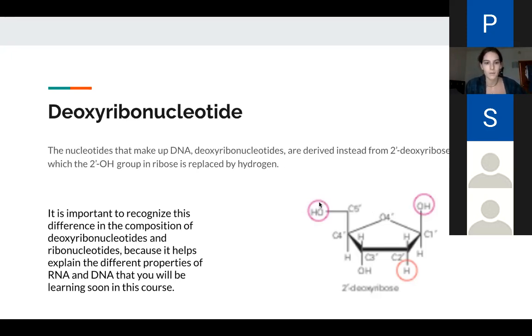The difference in composition of deoxyribonucleotides and ribonucleotides helps explain the different properties of RNA and DNA that you've already been learning about, especially folding and such, and that you'll be learning about soon.